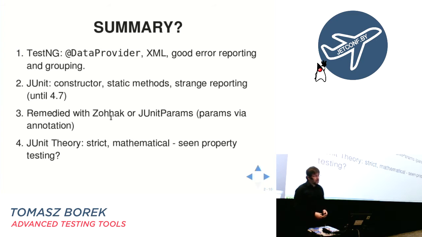Now JUnit is remedied if you use Zohhak or JUnitParams. Okay, both solutions are fairly nice. They work with objects. They're very easy to get in and fairly lightweight. Okay, it's like one jar, little dependencies. Both are available on Maven Central. I think JUnitParams was updated last year and Zohhak was updated January this year. So they are still live projects.